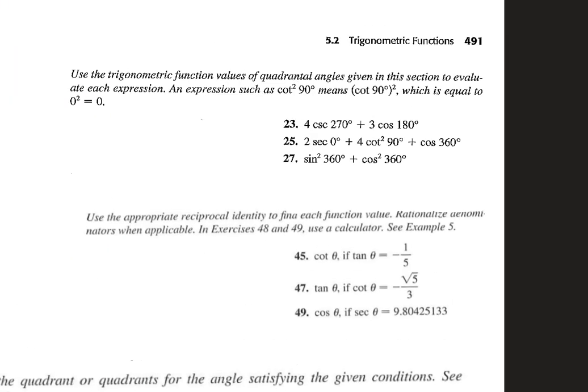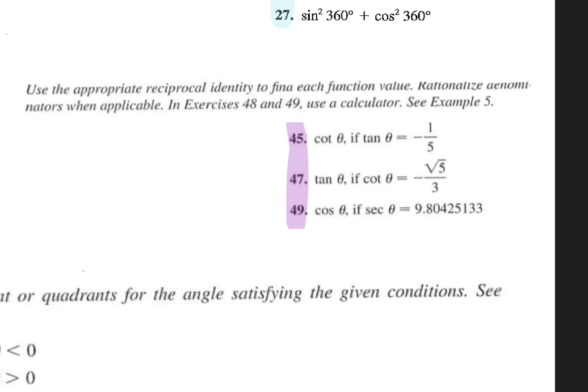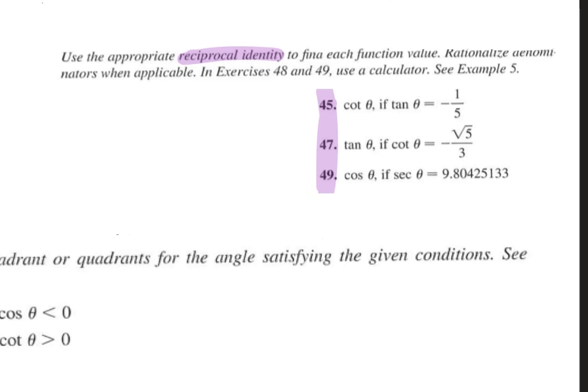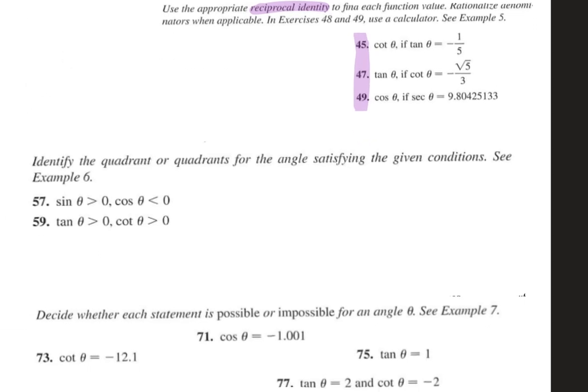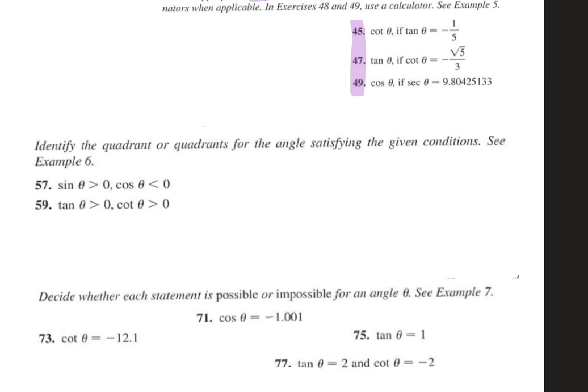When you go to 23, 25, and 27, those are the ones just like we just did. So you're going to use your quadrant angles. 45, 47, and 49, you're using the reciprocal identities. So it's so important you read your directions here. When you look at 57 and 59, you're using your quadrants to satisfy the given conditions.